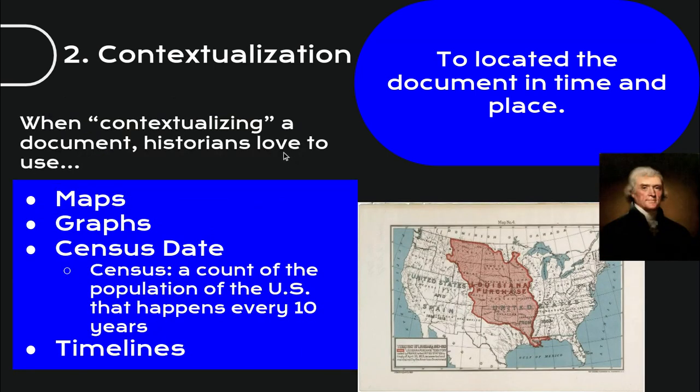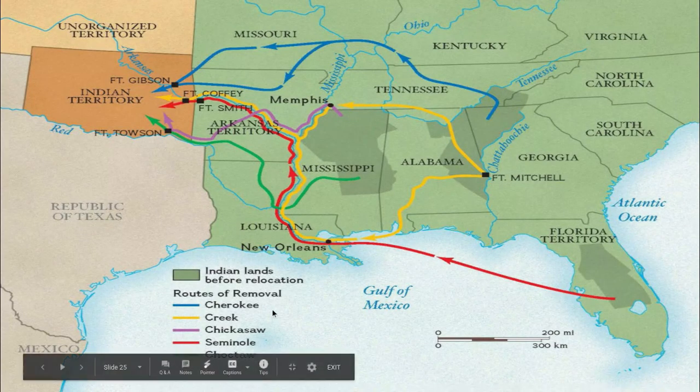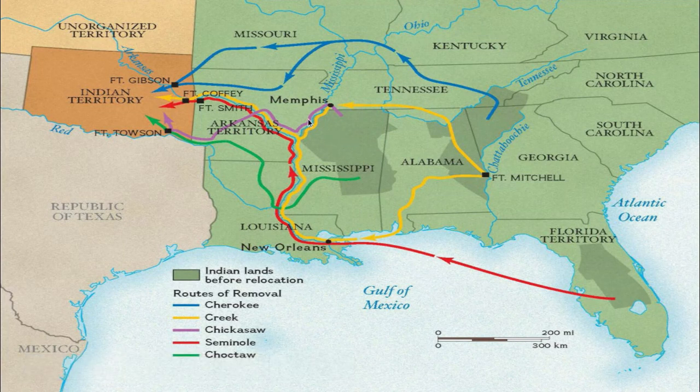When finding context to a source, when looking at the source in a big picture, historians love to use maps, graphs, census data, and timelines. So if you look at this map of the Indian removal in 1830, you can see where the Indian lands were before relocation, and they all had to move from their homes into the Indian Territory, which is now Oklahoma.